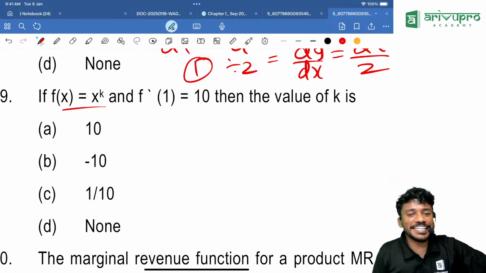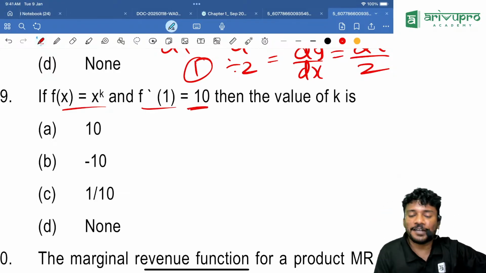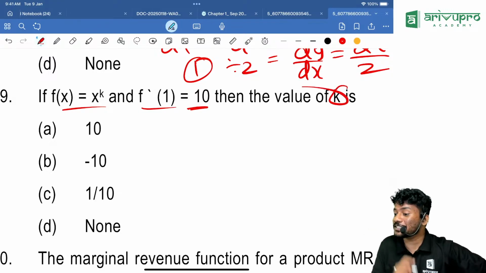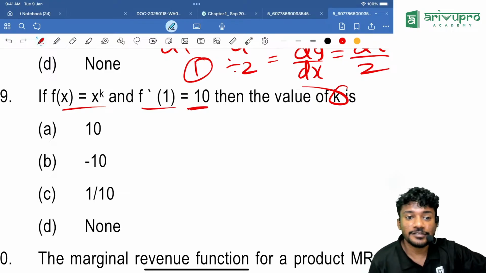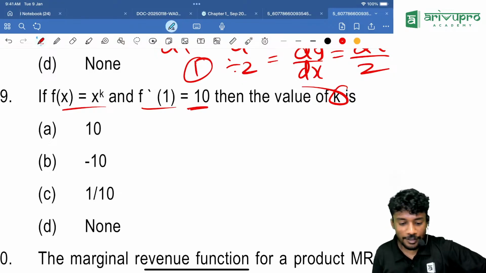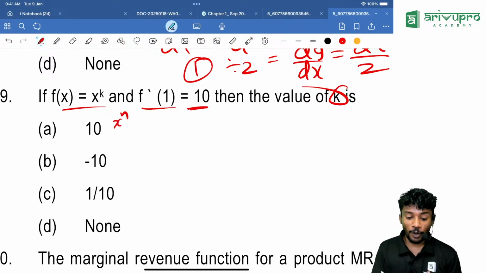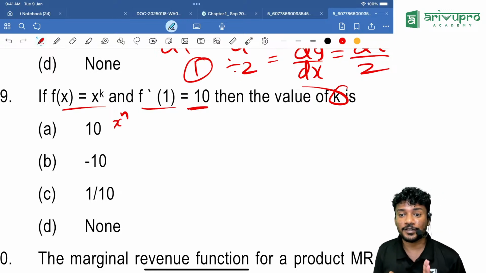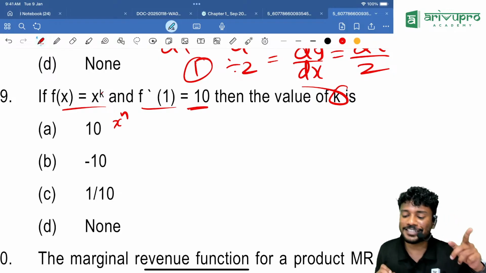If f of x is equal to x raised to k, f dash of 1 is equal to 10. Then the value of k is how much is the question. How will you do it, people? Do you remember x raised to n? Now you can remember. What is d by dx of x raised to n? N into x raised to n minus 1. K is a constant, right?